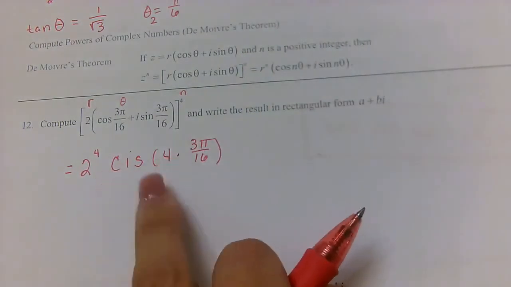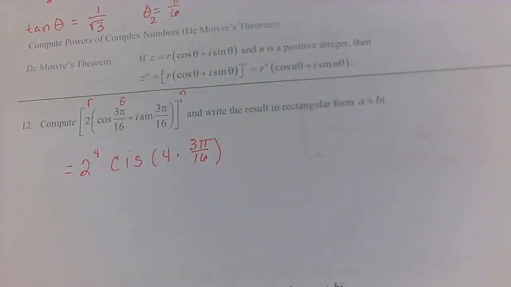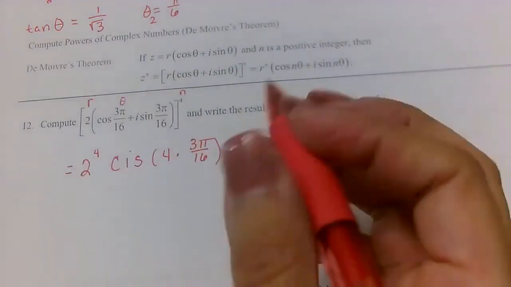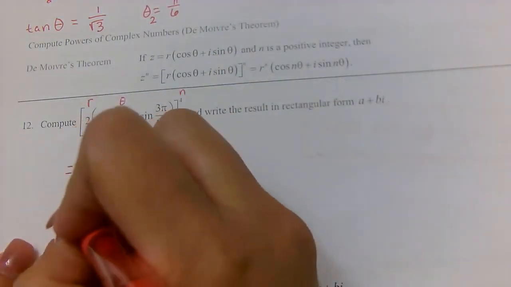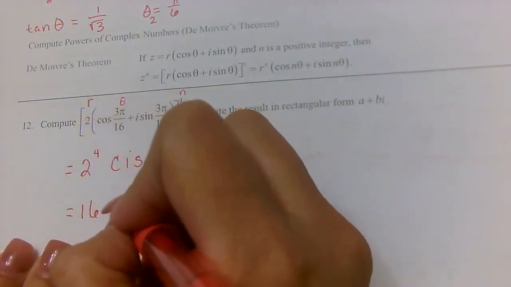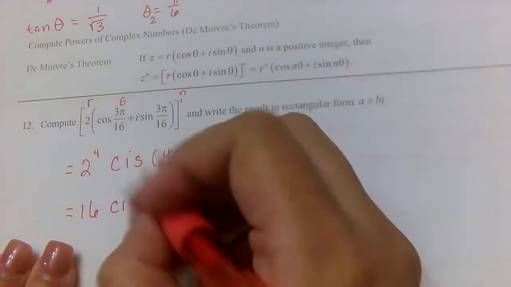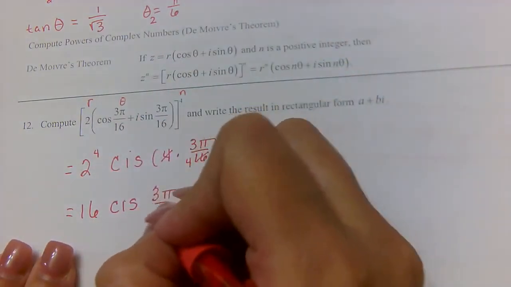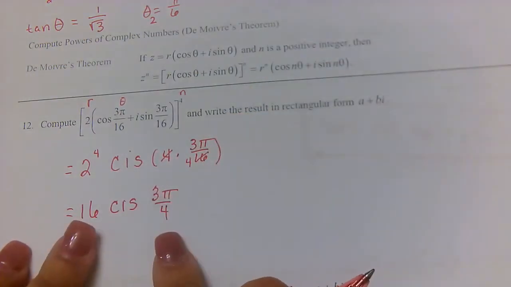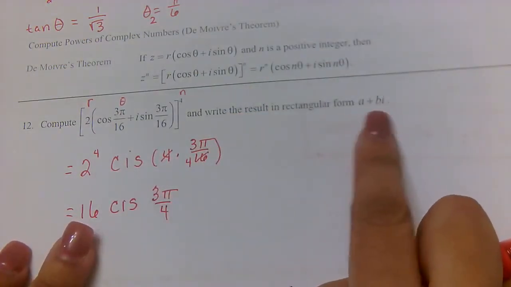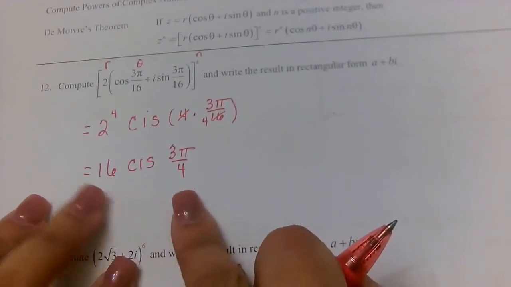Okay, so now I'm going to go ahead and simplify this part. 2 raised to the 4th is going to be 16, so I'm going to have 16 CIS. 4 can go into 16 4 times, so this will be 3 pi over 4. Okay, now remember, this is polar form. We want rectangular form, so I'm going to have to evaluate.